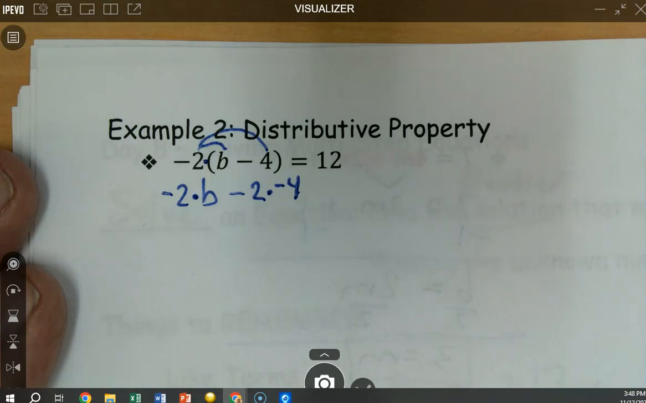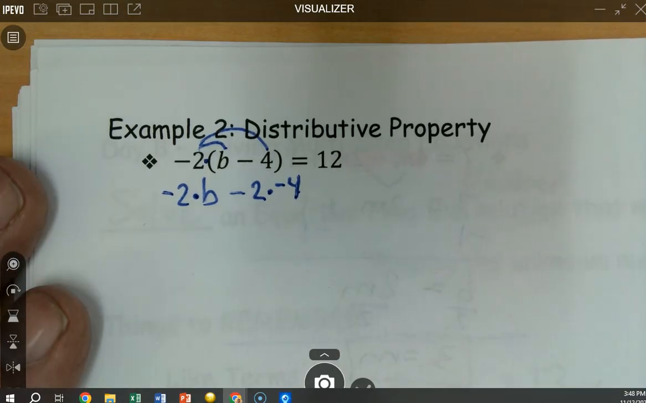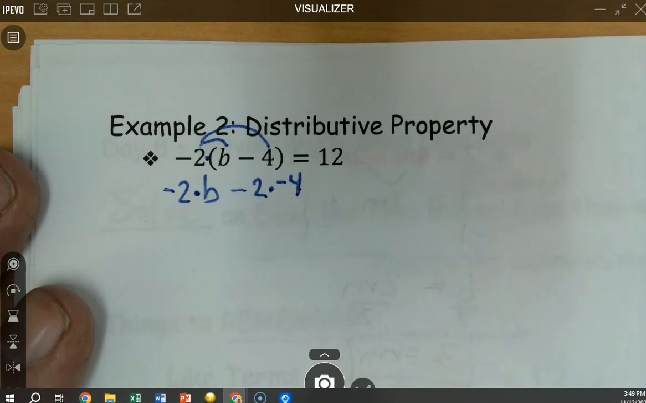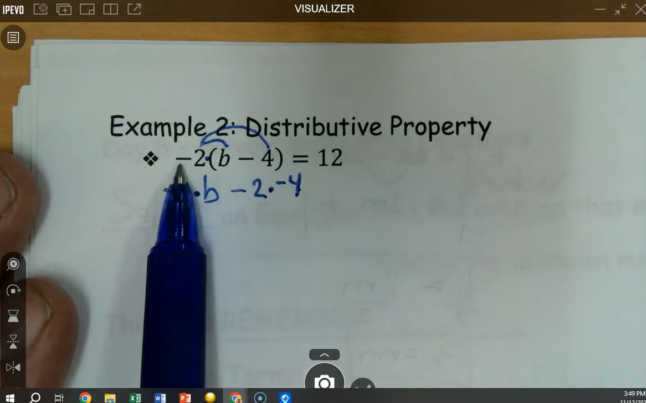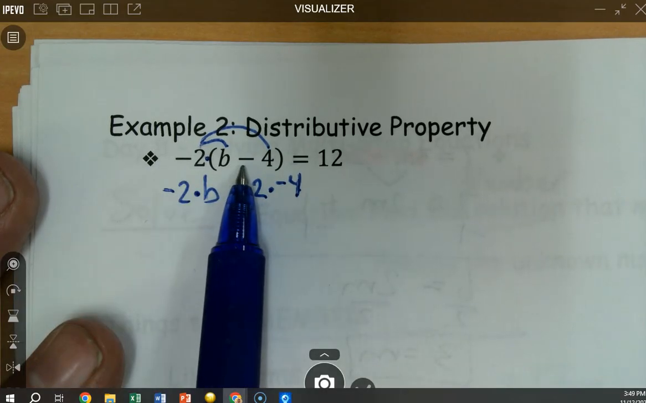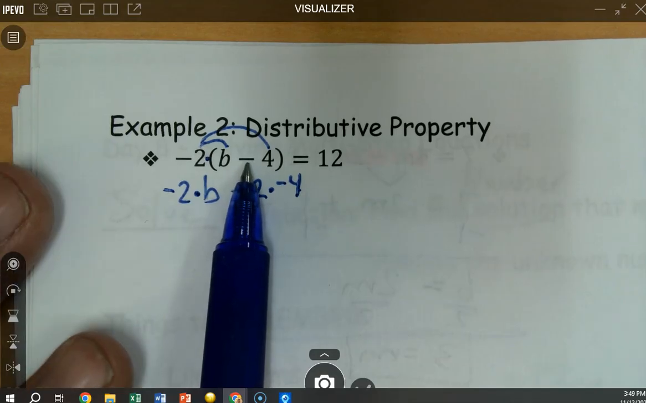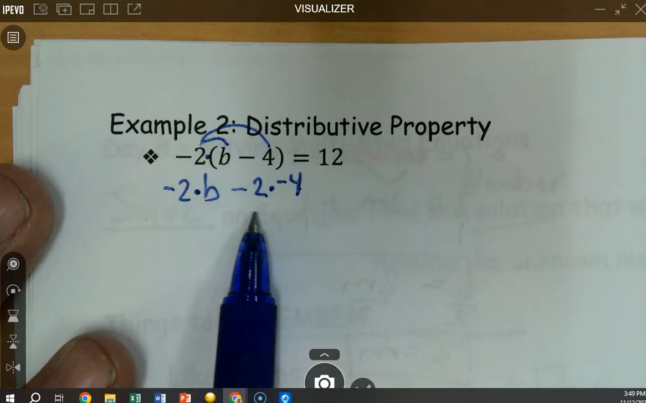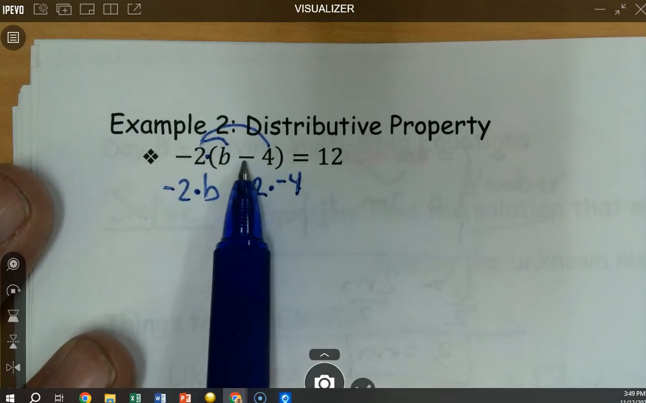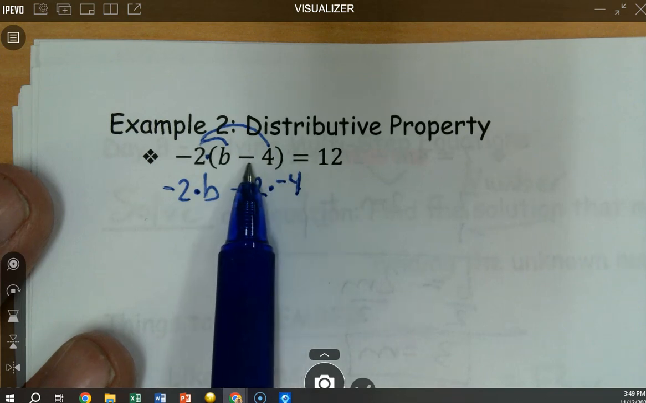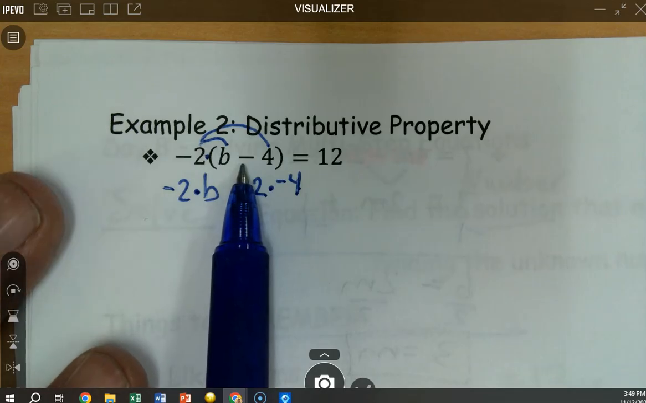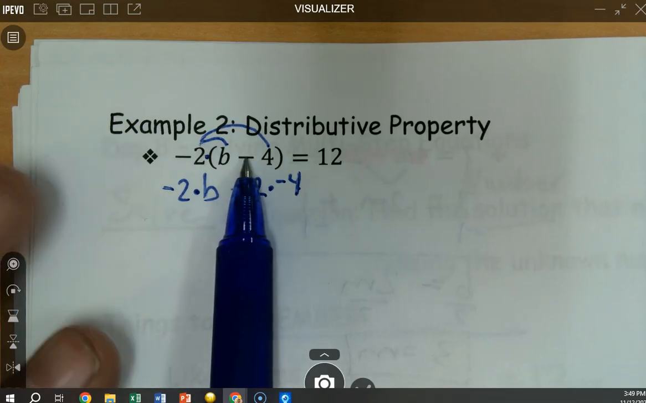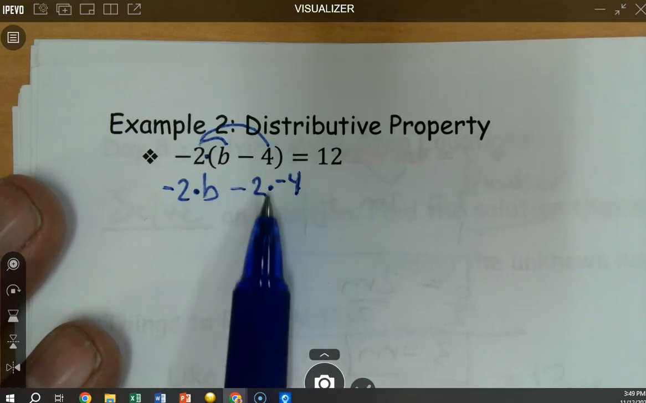And I said this on Tuesday a lot, and I'm going to keep harping on it. Slow down and pay attention to your signs. A lot of you guys are missing easy points because you just ignore this negative. Slow down and put the signs on the numbers. That is a -2 that we are distributing, so this has to be a -2. This is a -4 that we are multiplying that -2 by. There's a negative in front of that 4. A minus and a negative are the same thing. A lot of you guys are confused by that. So this is a -4, and we have a -2 times a -4.